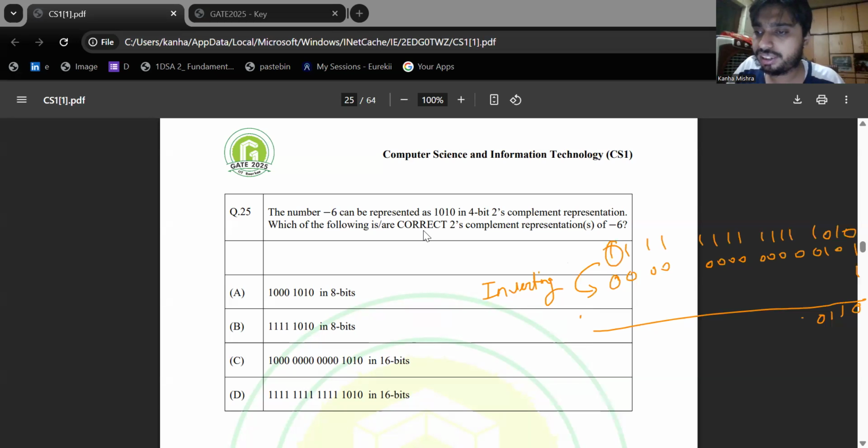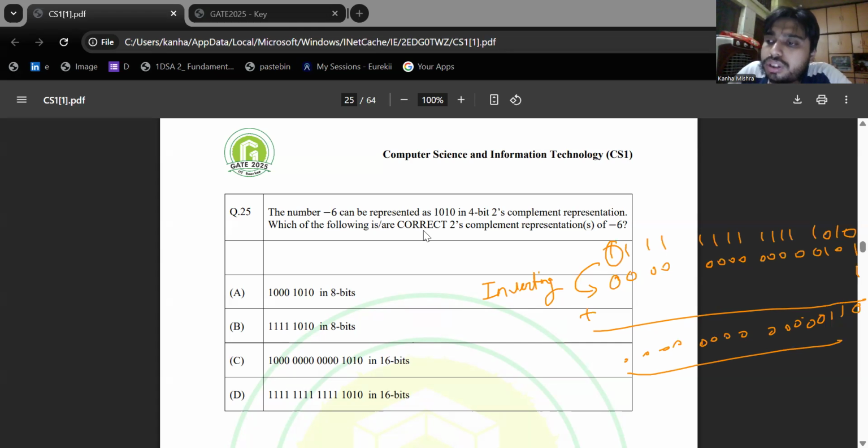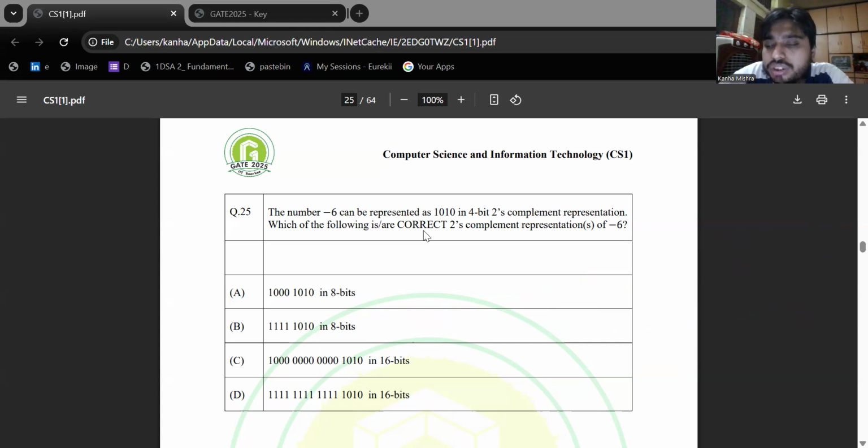Then I add 1 in this. So 0 0 0 0 0 0 0 0 0 0 0 0 0 1 1 0. So if I get this value, it is actually equal to 6. So I can say very well that option D is correct. So the correct answer for this particular question is option B and option D.